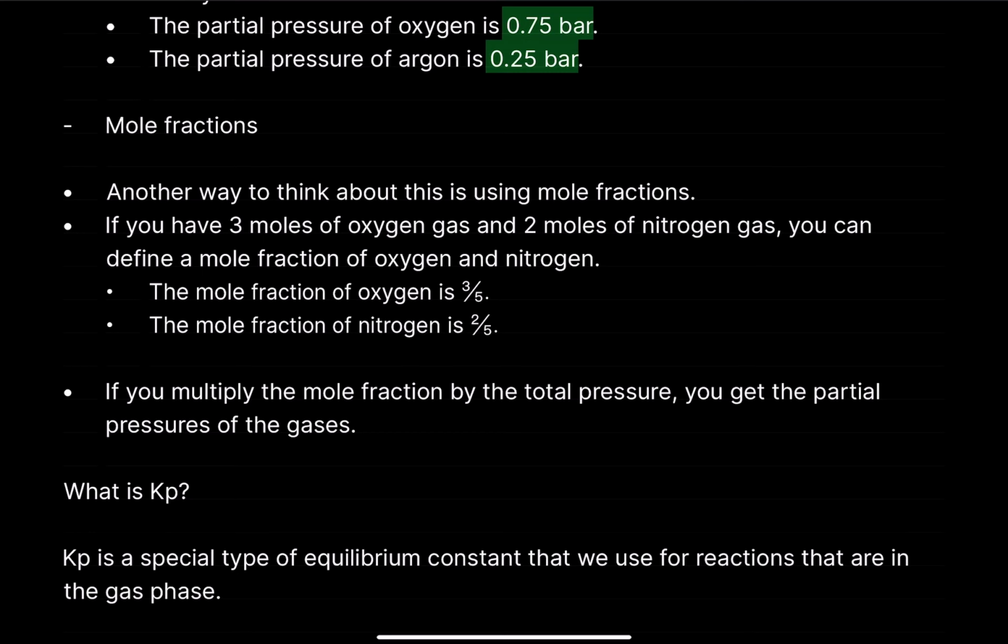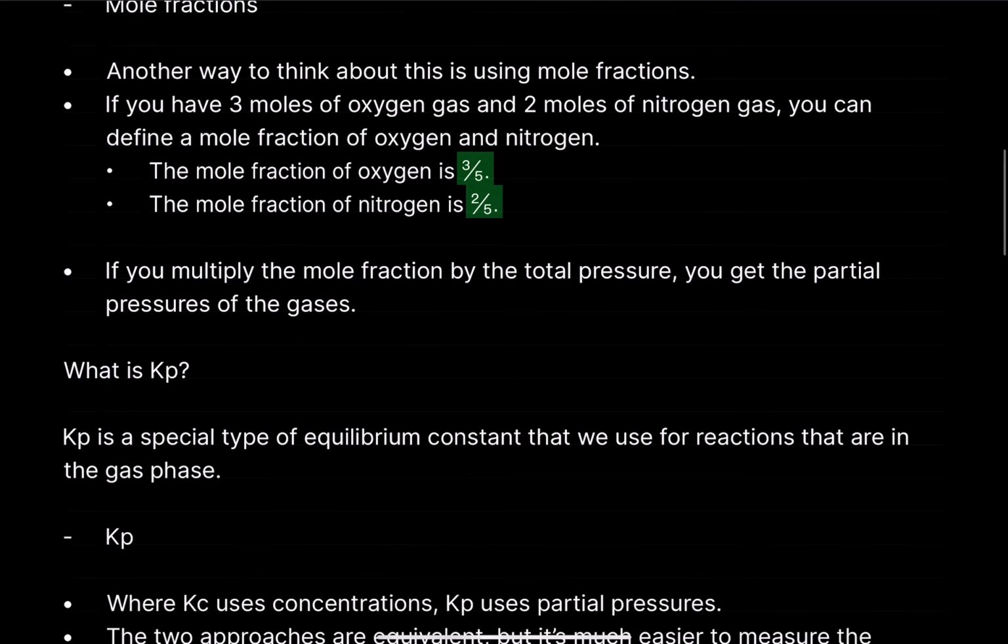But coming back onto this, if you multiply the mole fractions by the total pressure, you can then work out the pressure of the gases. So if you have the total pressure of gas within that vessel and you have the individual mole fractions, you can multiply your mole fraction by your total pressure to work out the partial pressure.